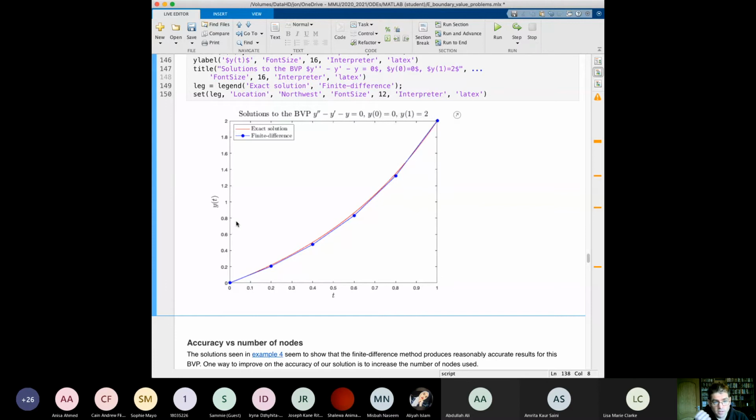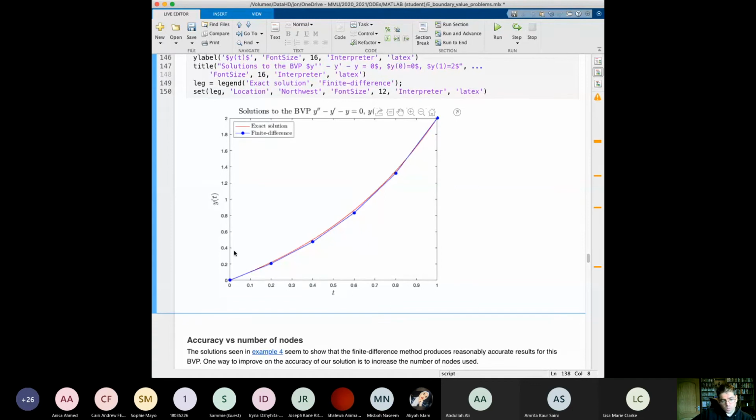The reason why it's better than the Euler method is we used a second order approximation of y double dash, while the Euler method only ever uses first order. So we have a solution. That's our finite difference method.